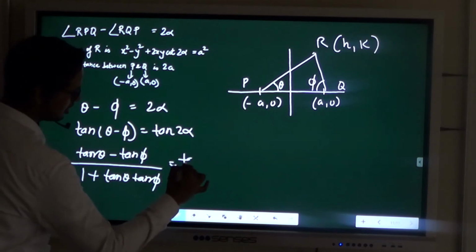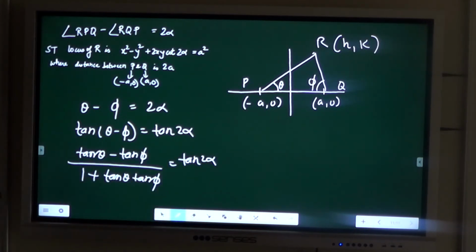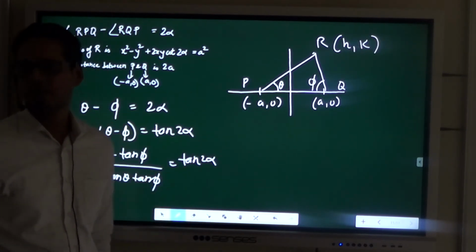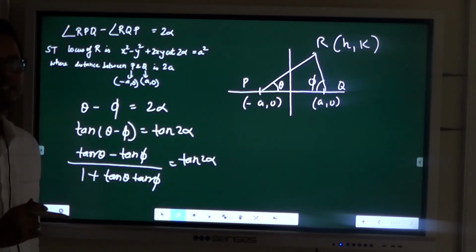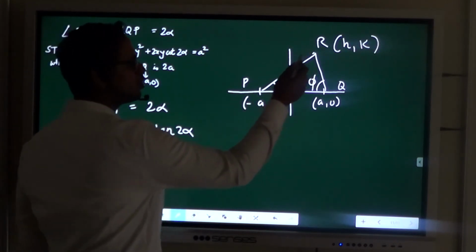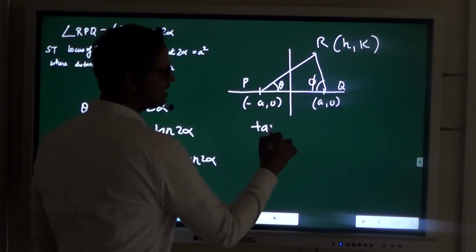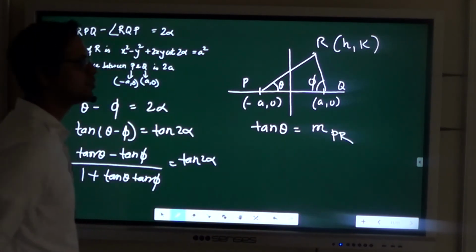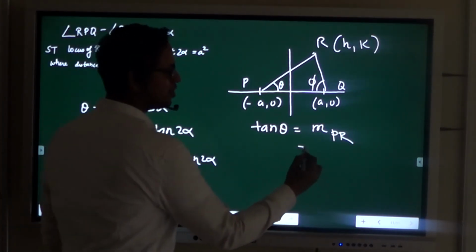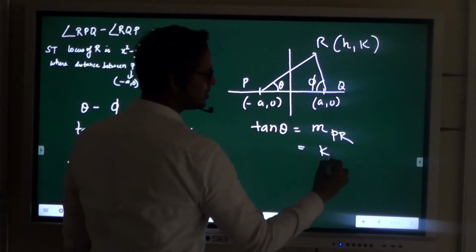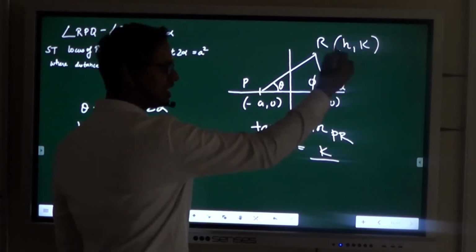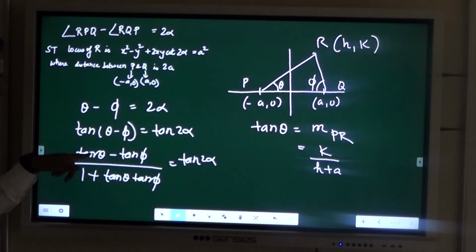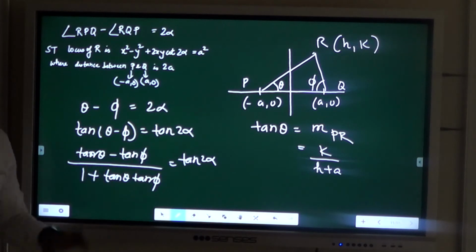Now guys, all of you please pay attention over here. If this angle is theta, then what does tan theta mean? Tan theta means the slope of PR. So tan theta is basically m of PR, correct? What is m of PR? y2 minus y1 by x2 minus x1. So can I replace tan theta here with k by h plus a?